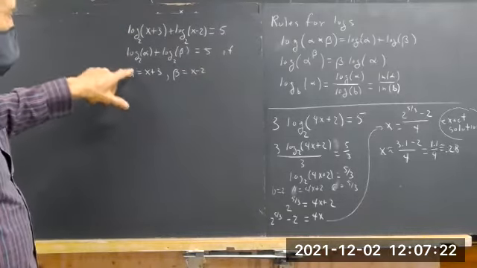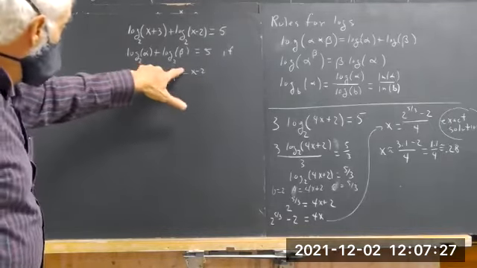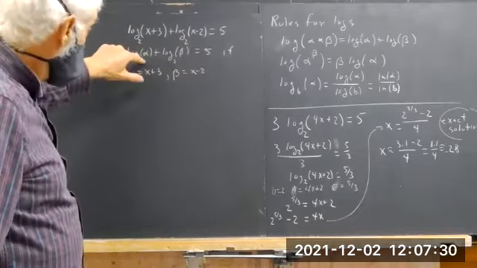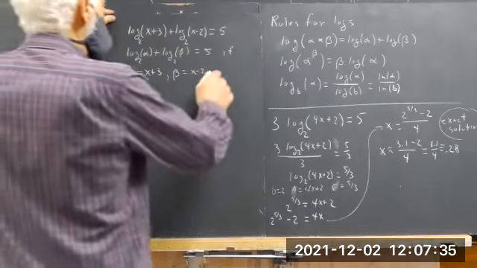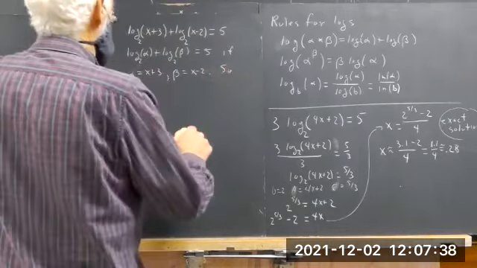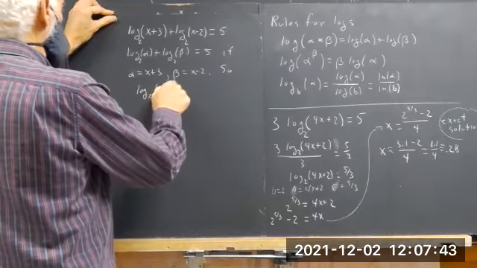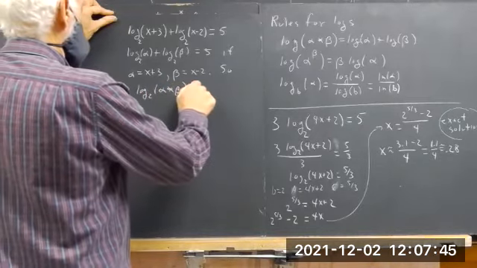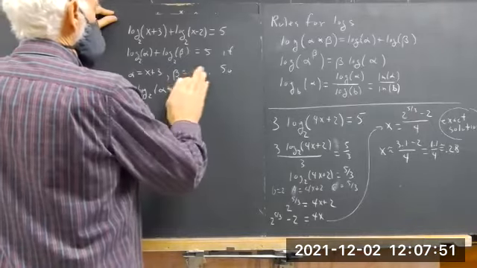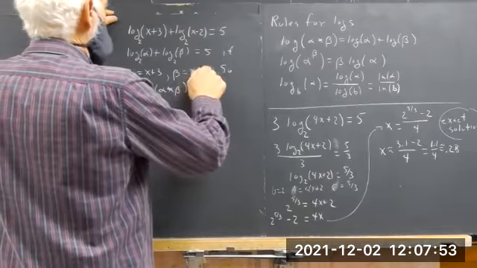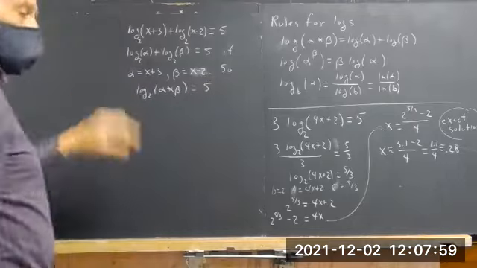This is the form if alpha is x plus 3 and beta is x minus 2, right? Because right there's the form right next to the expression. We can clearly see what alpha is and what beta is. I don't worry about x minus 2. Log of alpha times beta is 5, right?